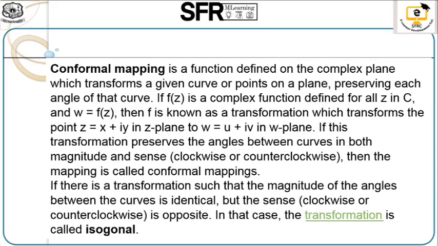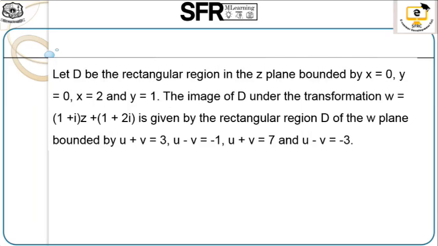Here we should also know about isogonal mapping. If the transformation preserves only the magnitude of the angles between the curves, they are identical but opposite in direction. If it is positive, then its counterpart is negative. If it is negative, then its counterpart is positive. In that case, the transformation is said to be isogonal.